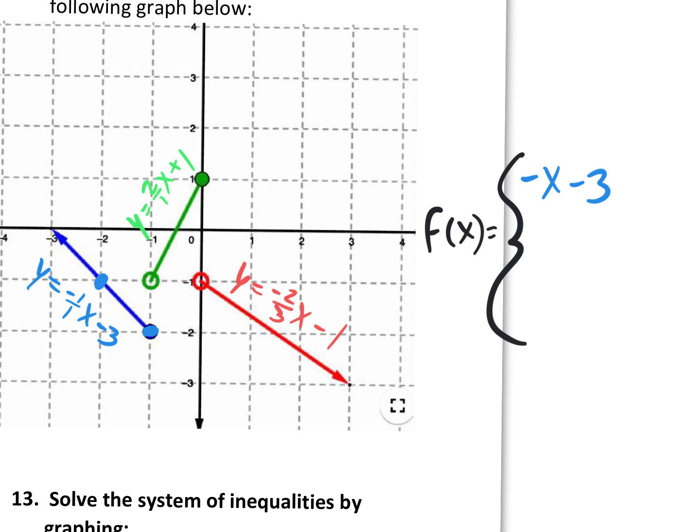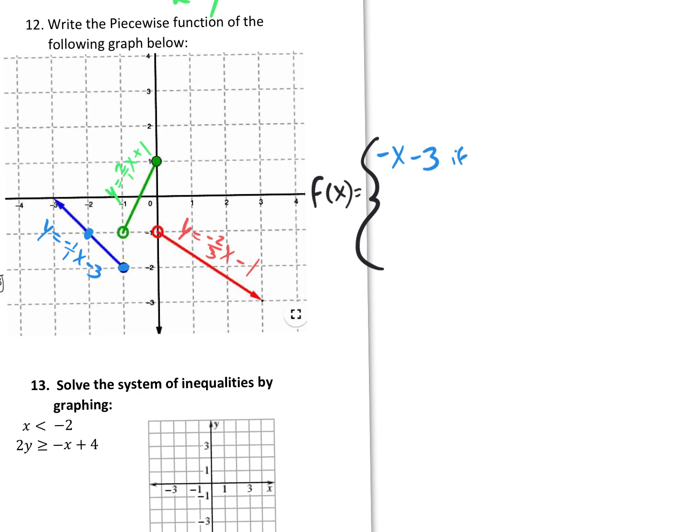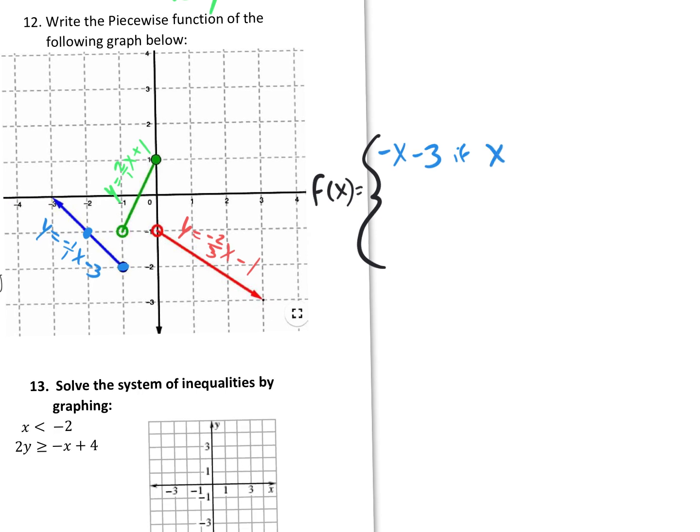And it has a condition. You're going to say if what? If your x values are to the left or to the right of a certain x value. This blue piece starts existing at the x value of -1 to the left, and it is a solid dot. So you're going to say if x is less than or equal to -1. If you did graph y equals -1 over 1x minus 3, it would be the whole thing. But the condition tells us to only look at it from -1 to the left. So if x is less than or equal to -1.